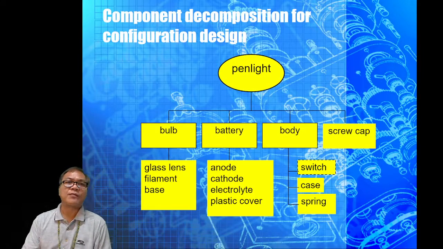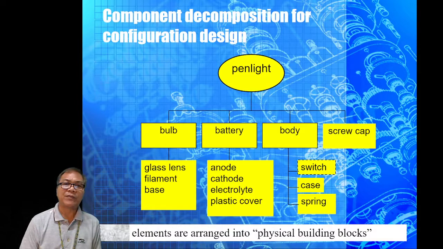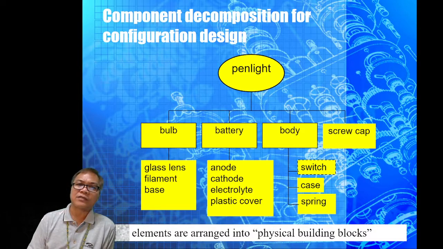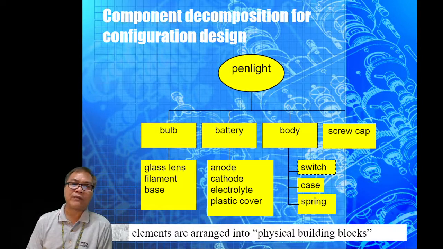Okay, for example is pen light, component decomposition for configuration design of a pen light. Now ang pen light na asay bulb, na asay battery, na asay body, na asay screw cap. So these are arranged in physical building blocks, na so separate ang bulb, separate ang battery, separate ang body, separate ang screw cap. So ang bulb nasa glass lens, nasa filament, nasa base. So battery nasa anode, na cathode, na electrolyte, na plastic cover, and body i-attach po ang switch, i-attach po ang case, i-attach po ang spring, then na ay screw cap, ang takob.